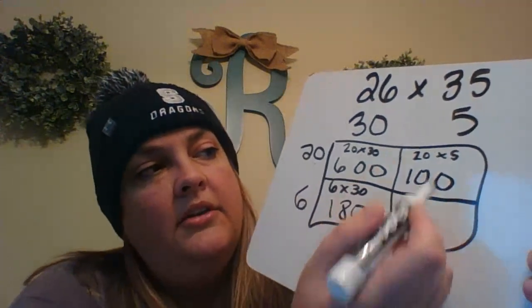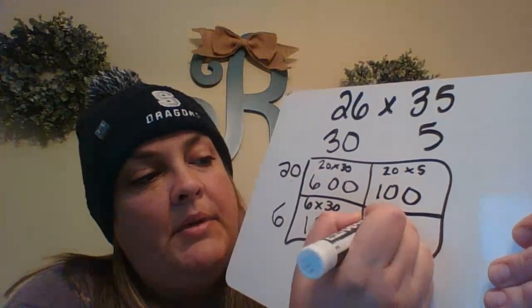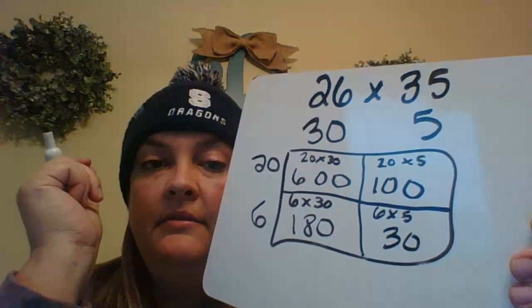6 goes walking farther. Talks to the queen. She says you can have 5 times. So in this box, my problem would be 6 times 5. And 6 times 5 is 30.